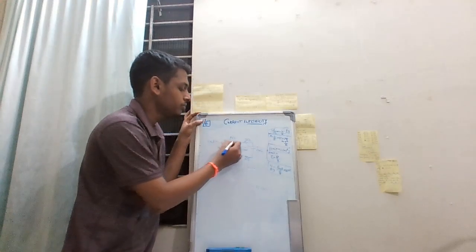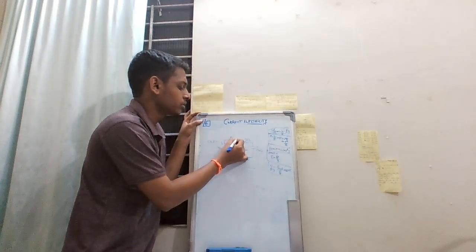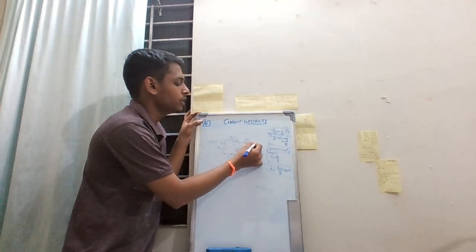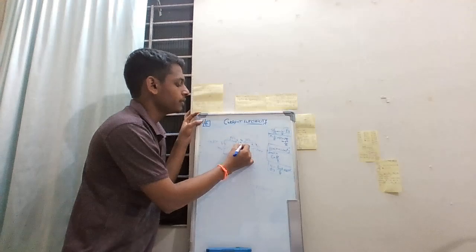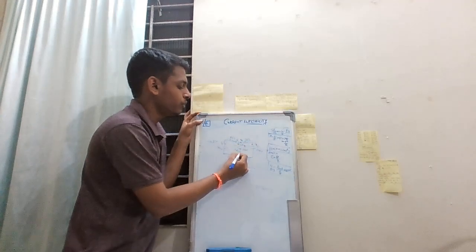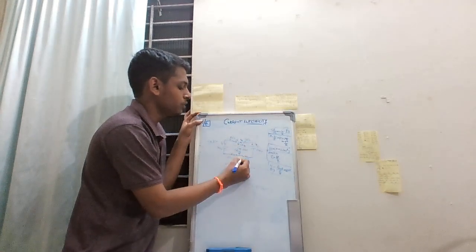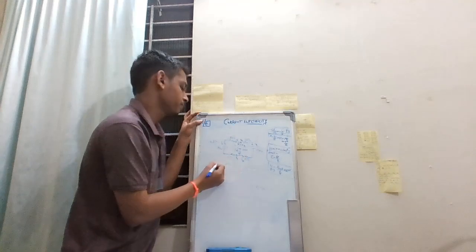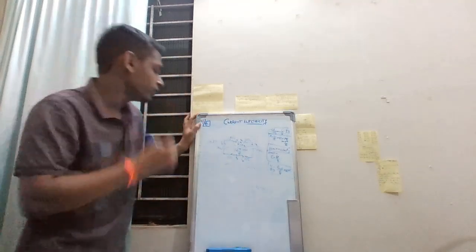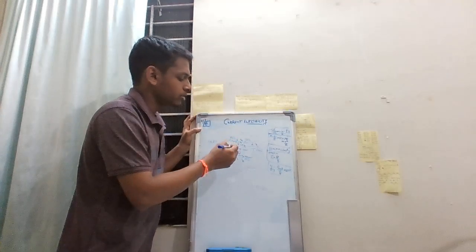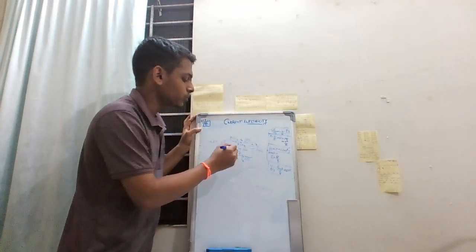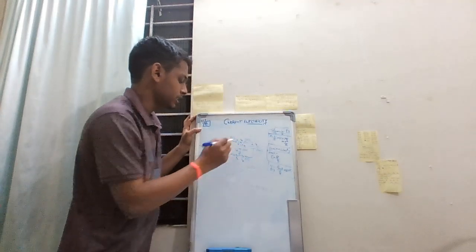So this is I1, from here it is I2, this is I1 plus I2, that will flow here and then they will split again. So we'll need two equations to solve this. We'll first apply KVL on the outside, then again on the inside.